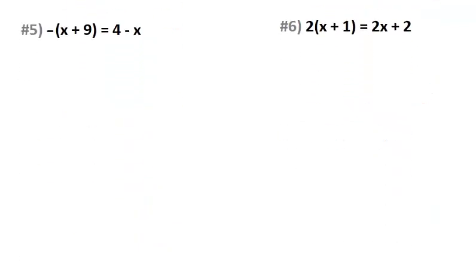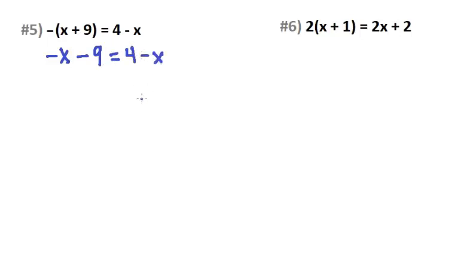Let's solve the next ones. In this case, I don't have a number outside. I have only the sign. So this sign is going to multiply both of the terms inside parentheses. So minus times x will be minus x. Minus times plus 9, minus and plus will be minus 9, equal 4 minus x.